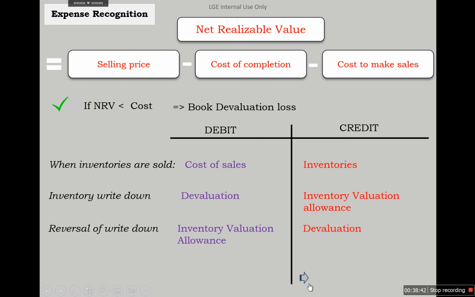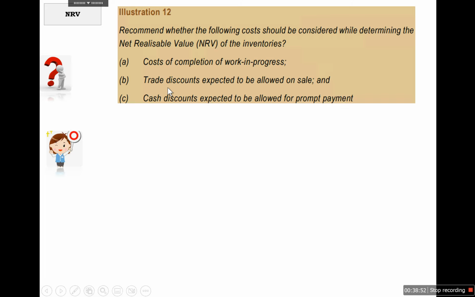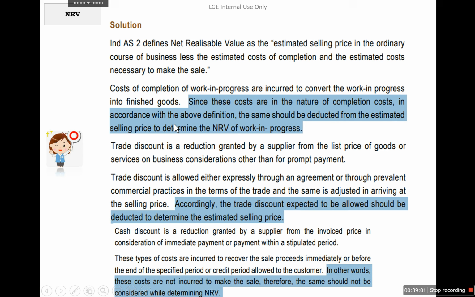So let's take a few examples on NRV. Requirement: whether the following costs can be considered while determining the NRV. First is the cost of completion of work in progress. Yes, it can be considered. Trade discount expected to be allowed on sale. Yes, discounts are considered while calculating the NRV. Cash discount, no. These are not considered for the purpose of valuation.